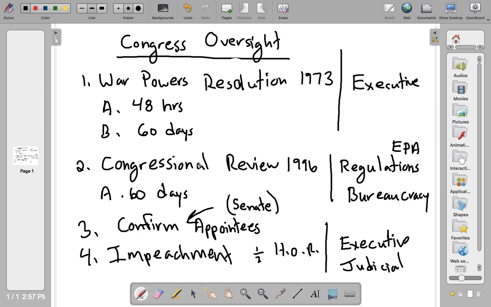Here are some common mistakes. I've noticed that a lot of students have trouble getting congressional review and congressional oversight straight. Sometimes they confuse those because they do sound similar. Congressional oversight is the big category that we're talking about, whereas congressional review is just one of these examples, and this deals specifically with the federal bureaucracy and regulations and the rulemaking process. So don't make that mistake.